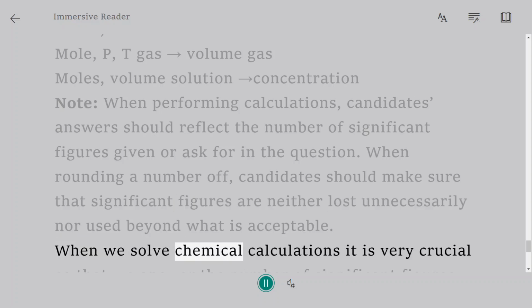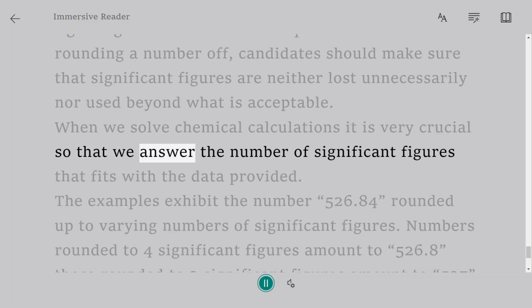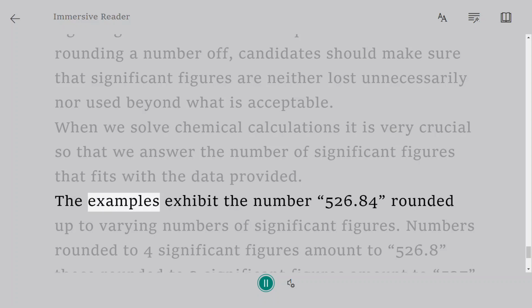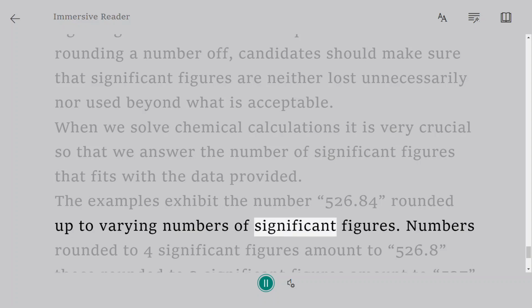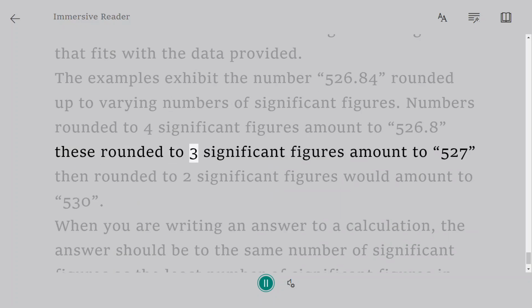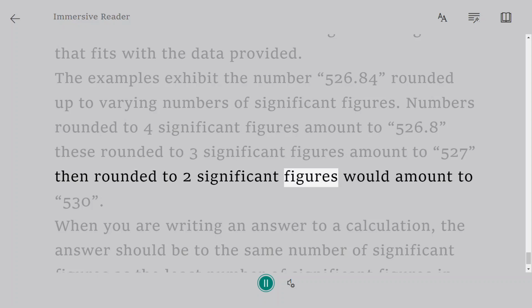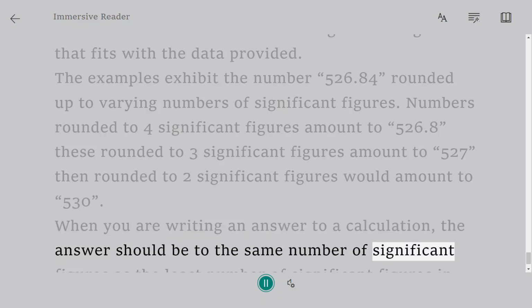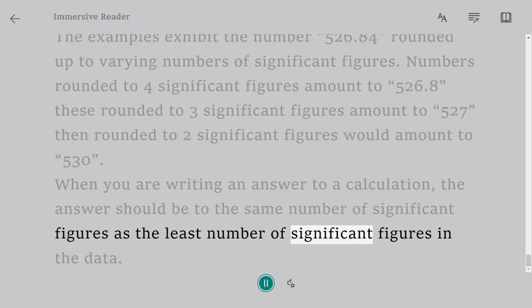When we solve chemical calculations, it is very crucial that we give the number of significant figures that fits with the data provided. The examples exhibit the number 526.84 rounded to varying numbers of significant figures. Rounded to 4 significant figures it is 526.8, to 3 significant figures it is 527, and to 2 significant figures it is 530. When you are writing an answer to a calculation, the answer should be to the same number of significant figures as the least number of significant figures in the data.